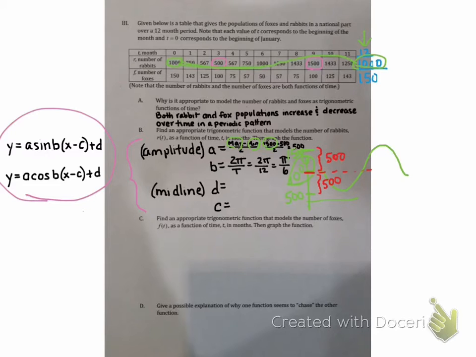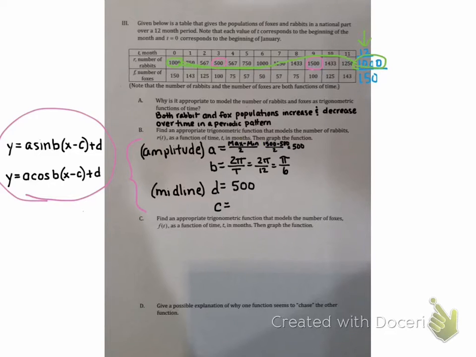Here's my midline, the middle of my graph. All right, clean that up a little bit, and D, my midline is going to be at 500. Okay, so I've got my A value, I've got my B value, D, I'm going to figure out C, but I also need to know, am I going to use the sine function or the cosine function?